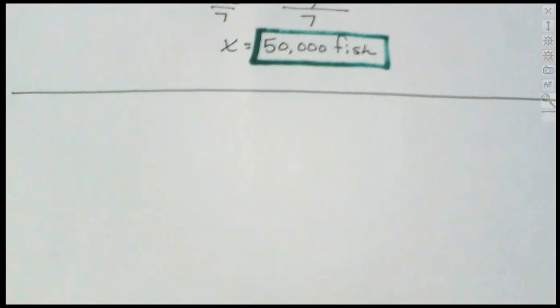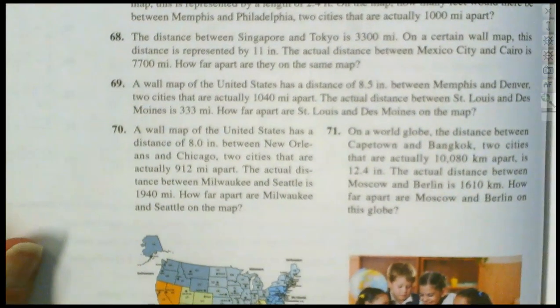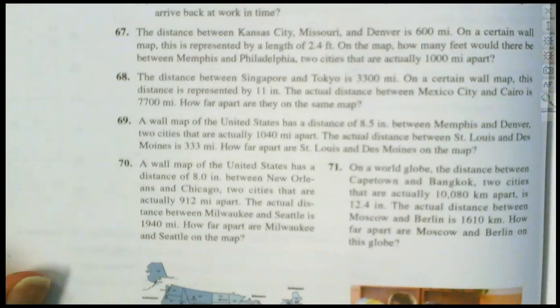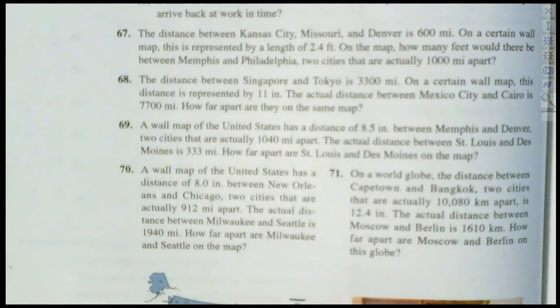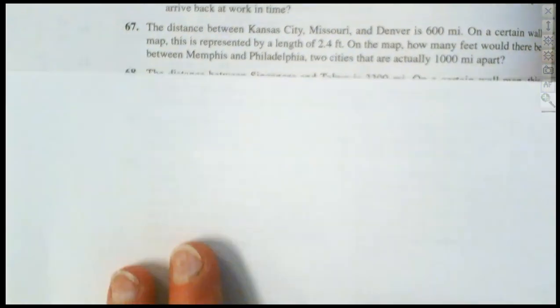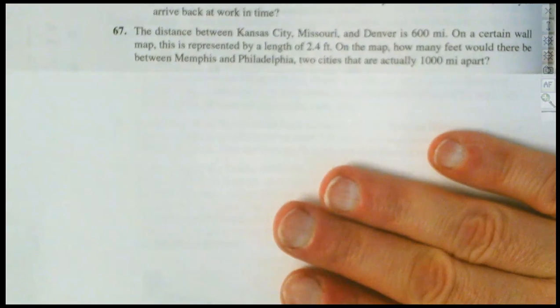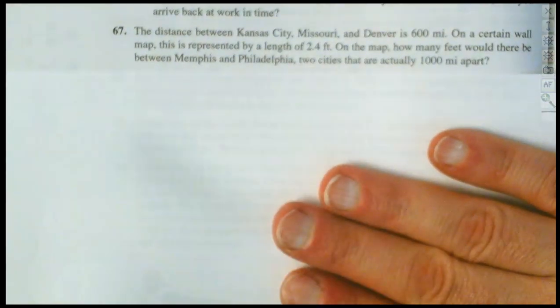We can also use the same concept when we look at the lengths of distances on a map. So 67 is a map problem, and we're going to set up a ratio. Same concept. These are all ratios. As long as you set up the ratio, you'll be able to solve it pretty easily.